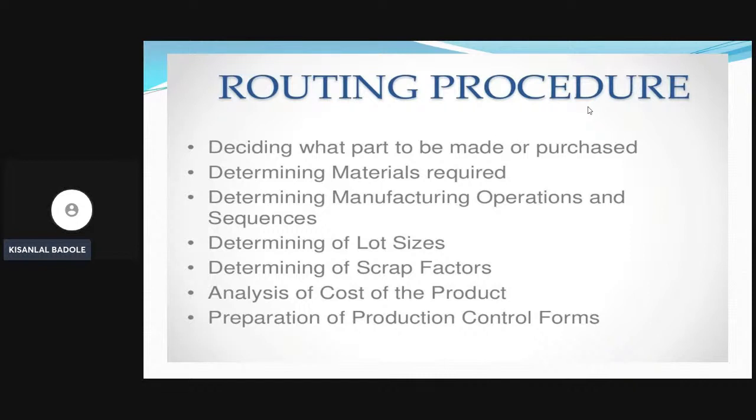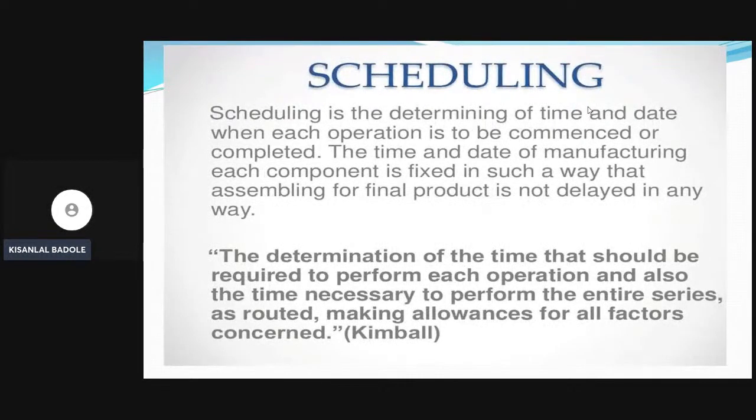So prepare the production control form, friends. Last is scheduling, which is the determination of time. When each preparation concerned is completed, the time and date of manufacturing each component are fixed in such a way that the assembly of the final product is not delayed. You must schedule it.